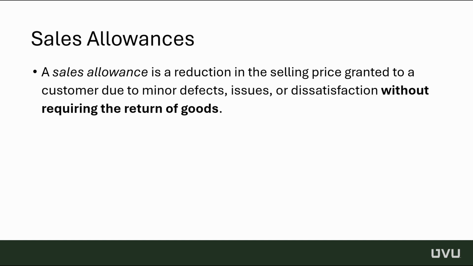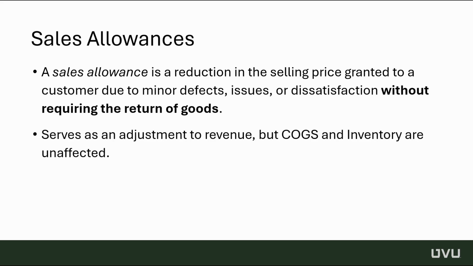You can either take the merchandise back, or you could offer to just reduce the sales price. If the customer chooses to keep it and you reduce the amount they owe, that is a sales allowance. It's a credit to the customer's account without requiring a physical return. This is important because it is still an adjustment to revenue, but inventory and cost of goods sold are unaffected, which makes sense because the company doesn't get the goods back.